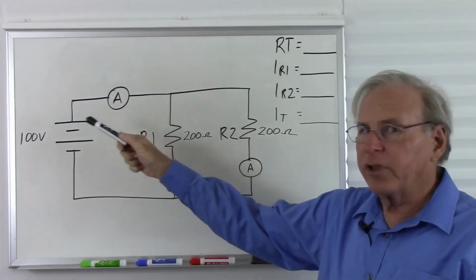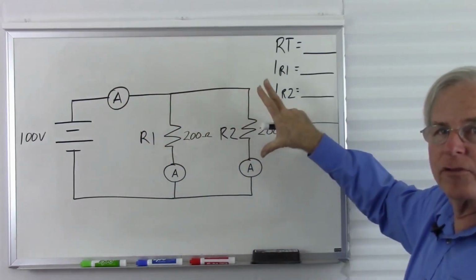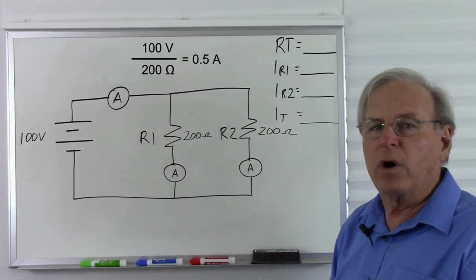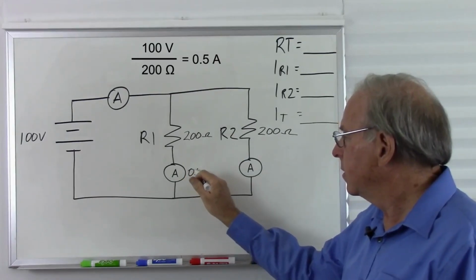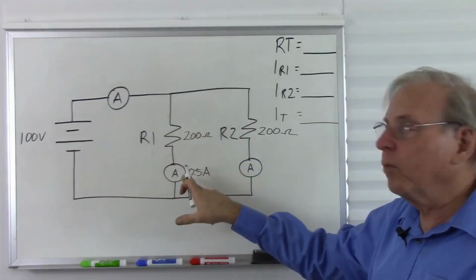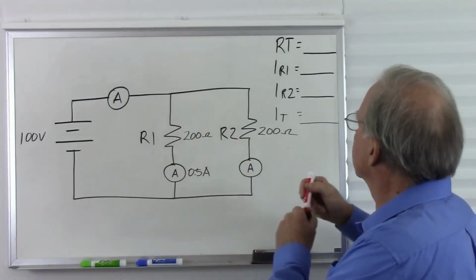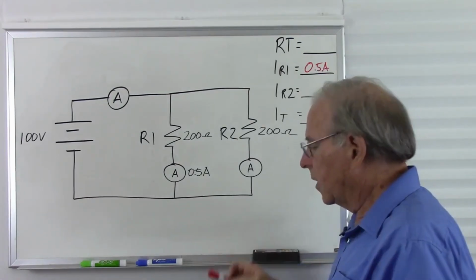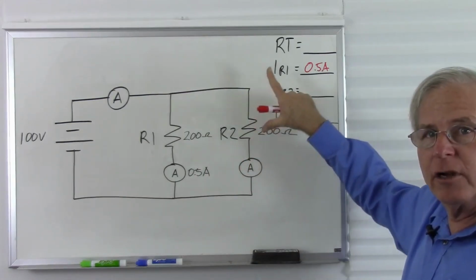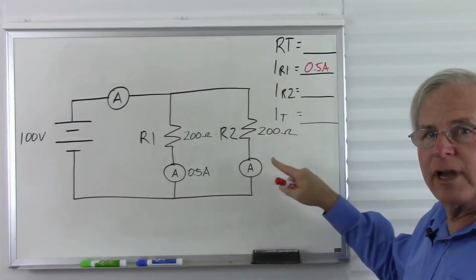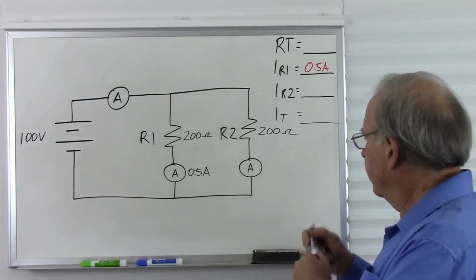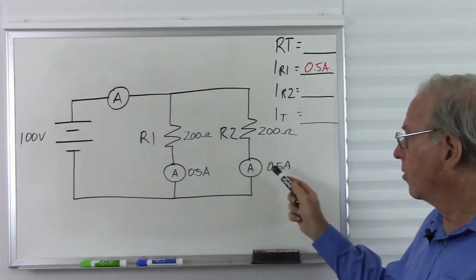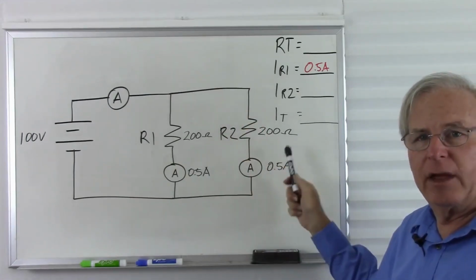Okay, so we have 200 ohms and 100 volts. We have that 100 volts everywhere in the circuit. So 200 divided into 100 is 0.5. So we have 1/2 of an amp flowing through R1. We also have the same situation here, 100 volts and 200 ohms, so we have 1/2 amp flowing through R2. So I have 1/2 amp and 1/2 amp.